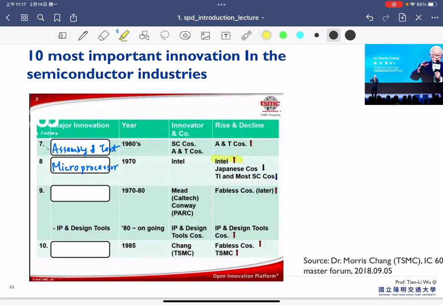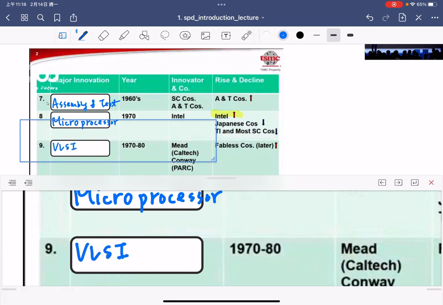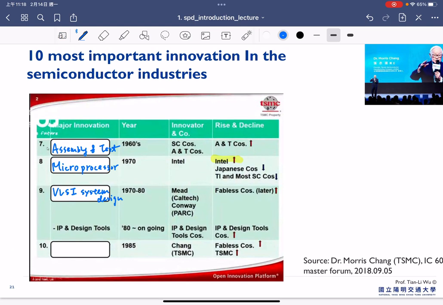It's general, including everything, also the CPU. And also this one, which will be the VLSI system. So the VLSI system is where we start to make very large scale integration, and afterwards we have many what we call fabless companies. For example, most of the IC design companies are fabless companies, and therefore they can purely focus on the circuit design, and then the foundry can help them manufacture their devices.